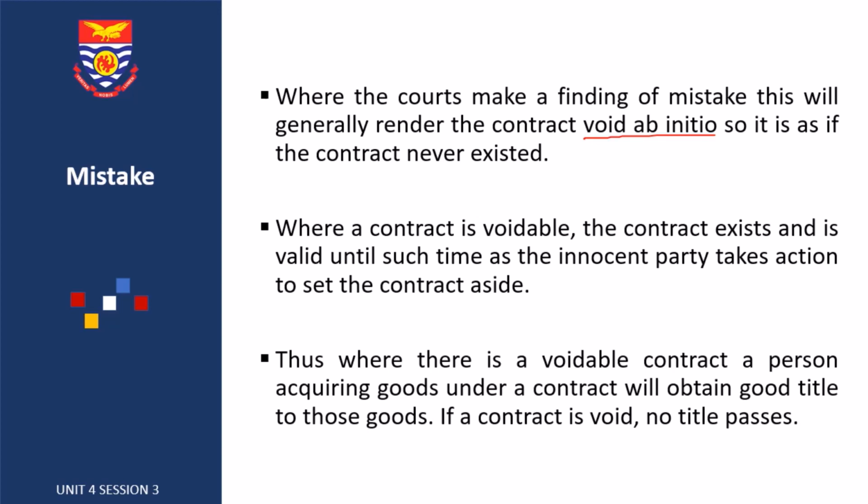Now you should understand that with a voidable contract, if an innocent third party acquires it in good faith, that innocent party will obtain title to those goods. If a contract is void, the party who acquired the property will not get valid title to the goods because the contract is already void, or void at the beginning.